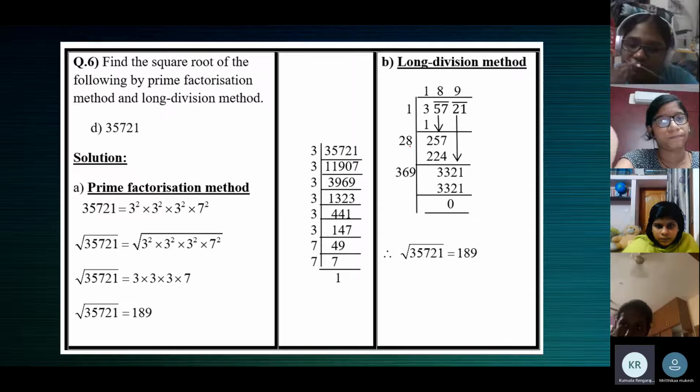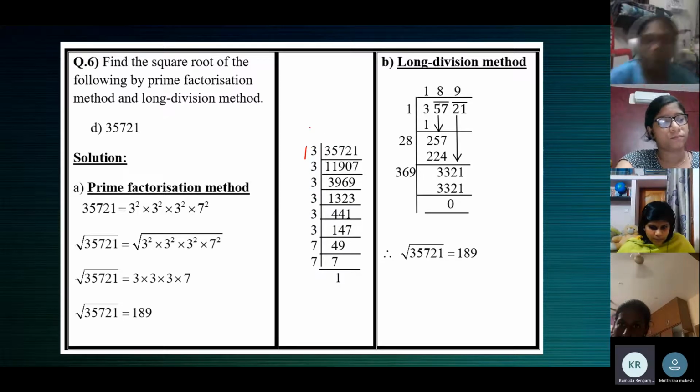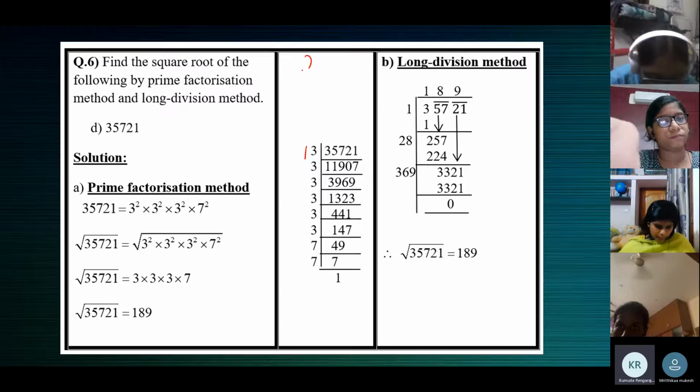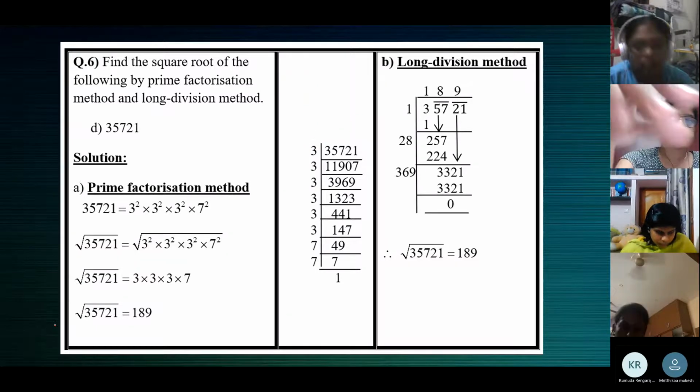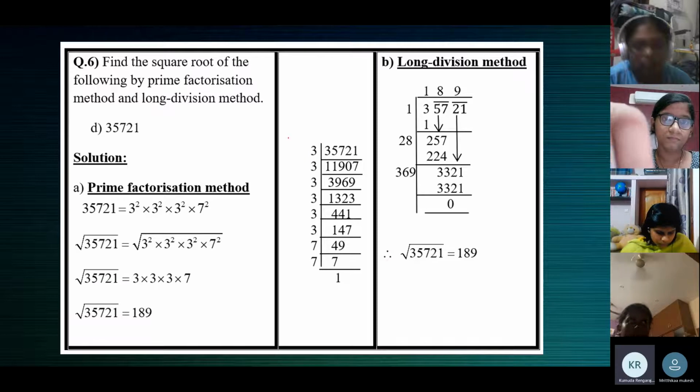I can't force you, but it'll be nice if you can go in this order, instead of randomly using the prime numbers, randomly starting with 11, 5, then 2, then 3. You can use this order: 2, 3, 5, and then 7, 11, 13. You can follow that order. Everywhere I followed the order.